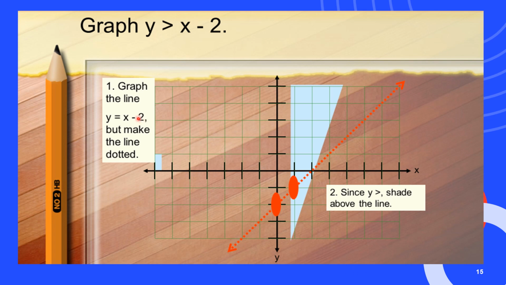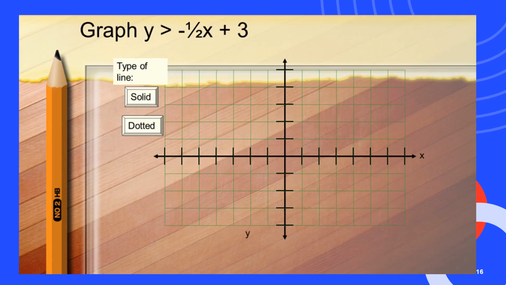Okay, let's have a graph. So this one is y is greater than x minus 2. So this is the line for y equals x minus 2, but make it dotted. Since y is greater than, shade above the line, so these are the shaded region. So if you're going to put the shade here, we will discuss this more later as we go on with our lesson.